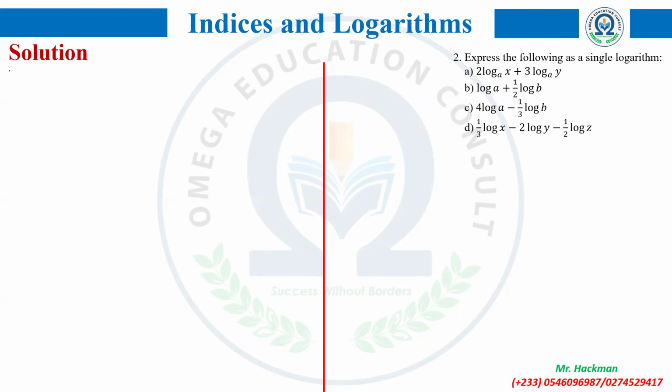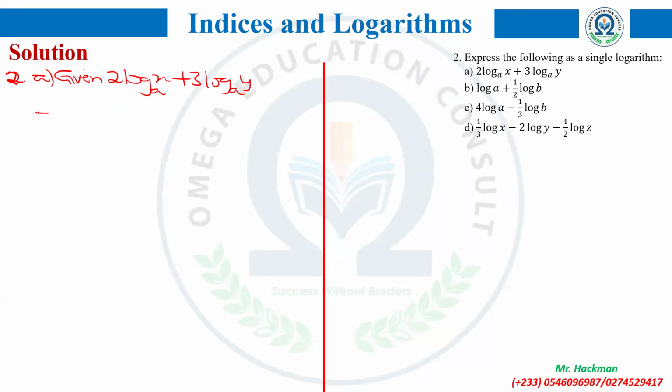Okay, now let's see. So solution to question 2. You have a base A. We want a single log, so you underline. Until it's a single log, we don't move. So what are we given? The first one is 2 log to the base A of x, plus the second one, which is 3 log to the base A of y. Am I right? Yes, please. Great.